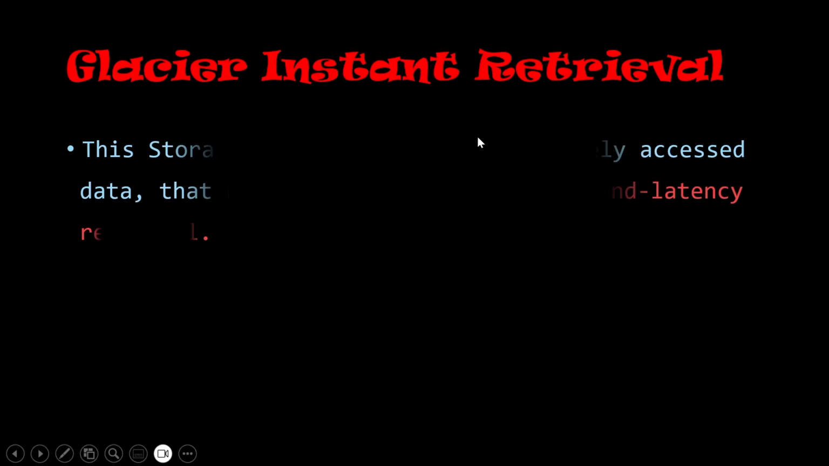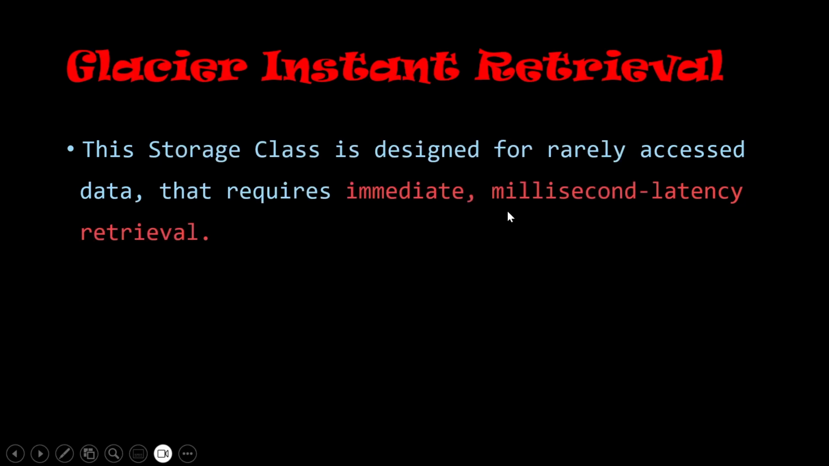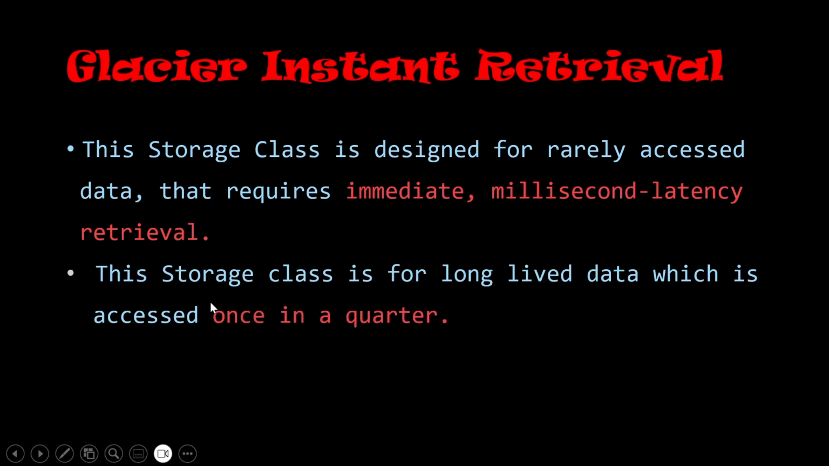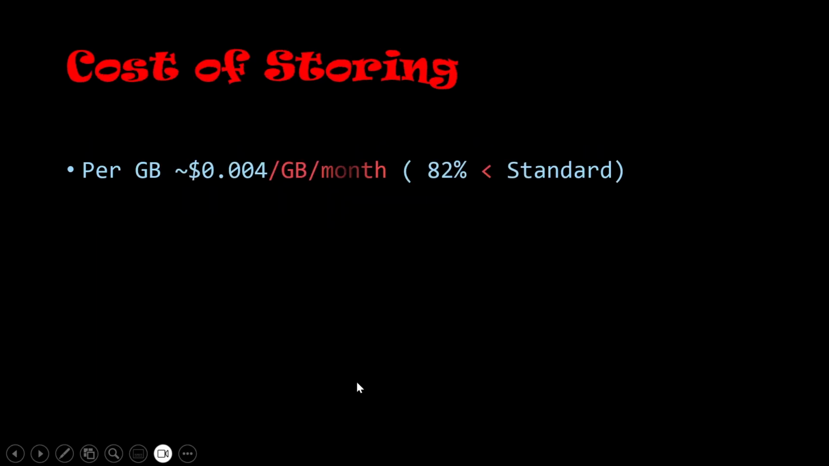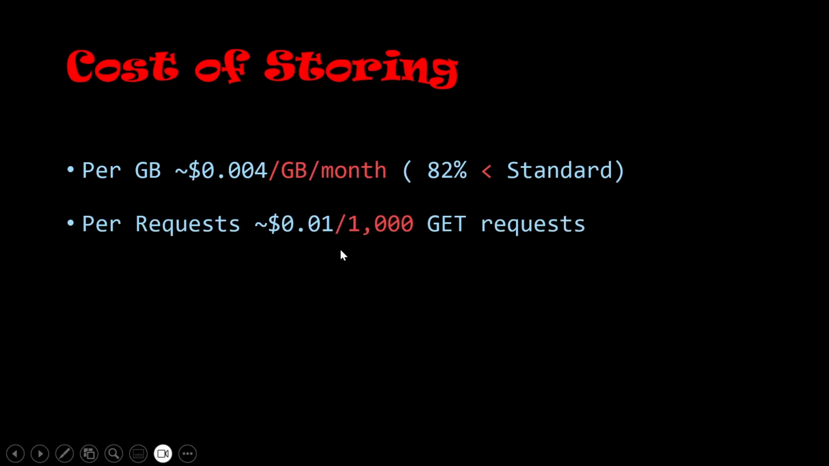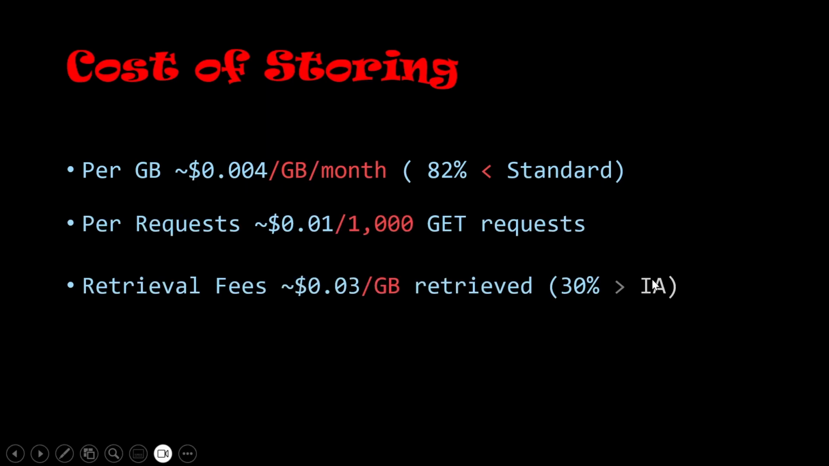Next storage class is Glacier Instant Retrieval. This storage class is designed for rarely accessed data that requires immediate and millisecond latency retrieval, just like S3 Standard. This storage class is for long-lived data which is accessed once in 3 months. And availability is 99.9%. You have to pay per GB, and this cost is 82% less than Standard. And you have to pay per request, and you have to pay retrieval fees. Did you observe here? Per GB cost is less, and per request cost and retrieval fees are higher when compared to Standard. So AWS balances the cost.